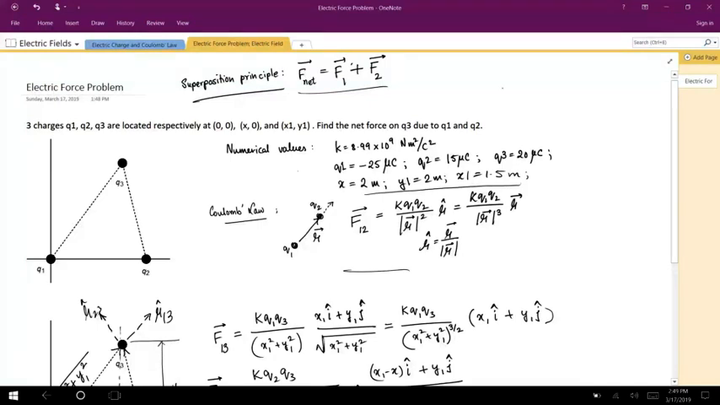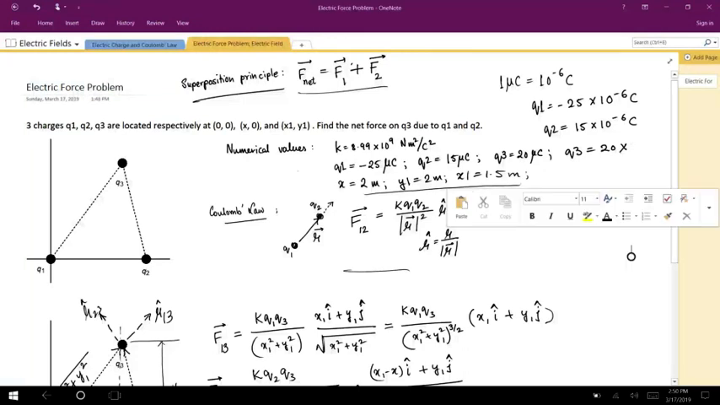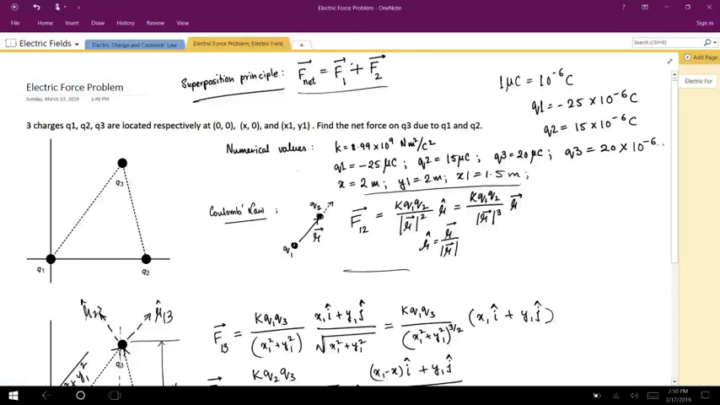So let's do that. What is 1 microcoulomb? 1 microcoulomb is equal to 10 to the negative 6 coulomb. Okay, so that means that Q1 is equal to negative 25 times 10 to the negative 6 coulombs. Similarly, Q2 is equal to 15 times 10 to the negative 6 coulomb. And finally, Q3 is equal to 20 times 10 to the negative 6 coulomb.